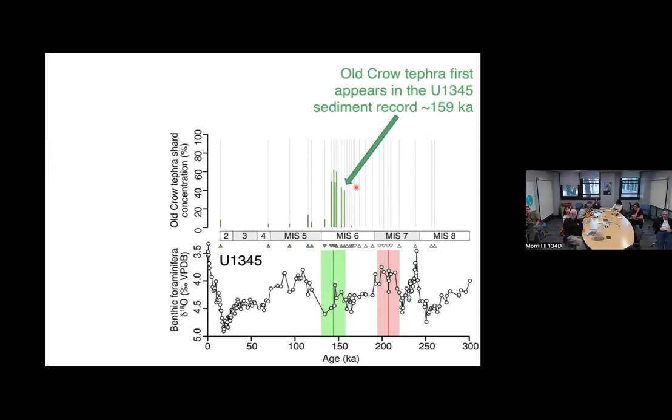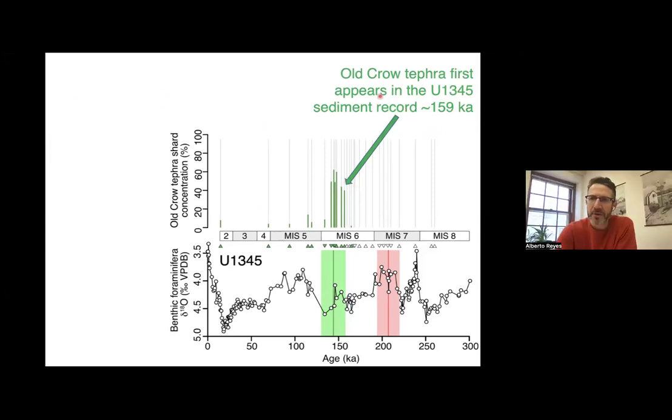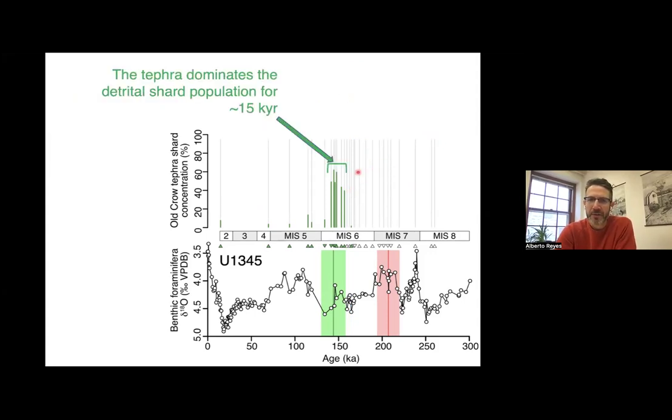And then another interesting thing. Actually, so the tephra first appears in the sediment record about 158 or 159,000 years ago. And then it really dominates that detrital shard population, in terms of the percentage of shards that are Old Crow tephra, for about 15,000 years. Okay, and so the implication of that would be the tephra is at the surface on the landscape. It's being actively reworked for that time period.